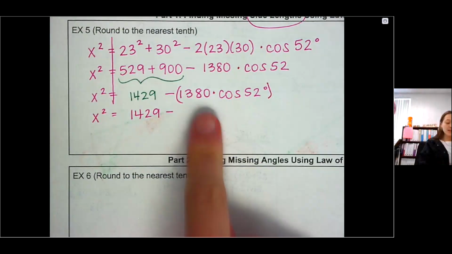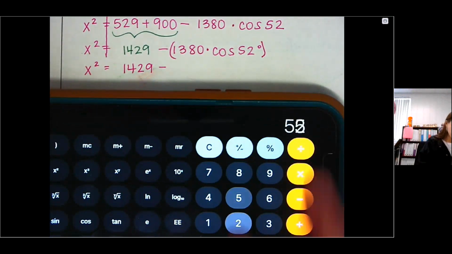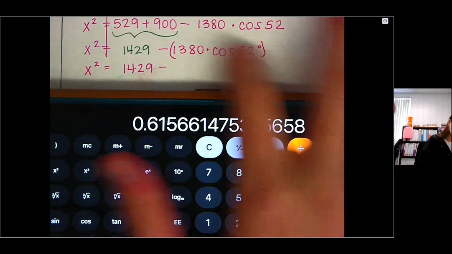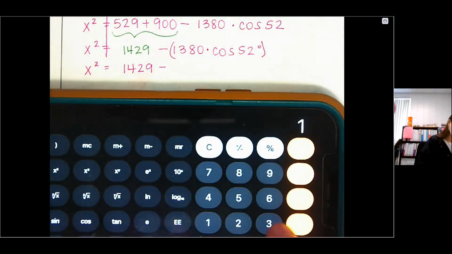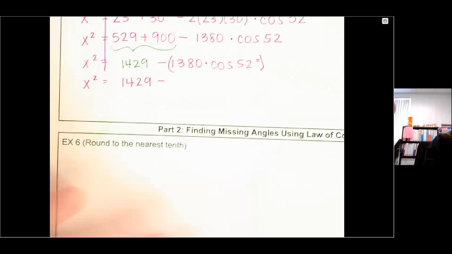Minus. So I'm now going to put this into my calculator. So I'm going to push 52 cosine and then times 1,380. I get 849.61.